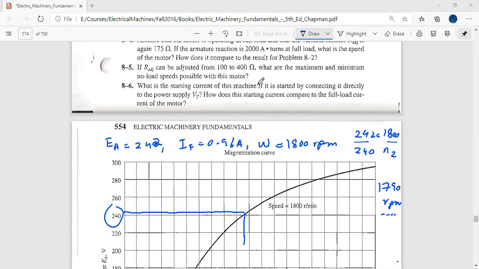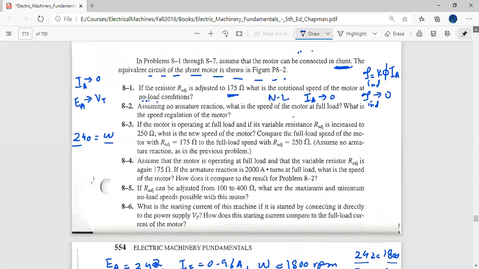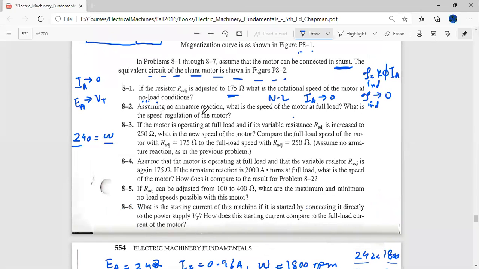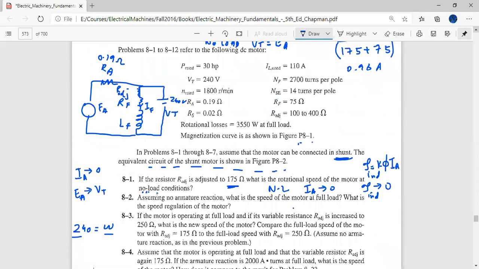Okay, so let's do the next part. Assuming no armature reaction, so we do the questions without any armature reaction. What is the speed of the motor at full load? What is the speed regulation of this motor? So how can we find the speed of the motor at full load? At full load, it means that the motor is doing 30 horsepower of mechanical work. And if it is doing 30 horsepower of mechanical work, then its speed should slightly decrease from the no load speed.